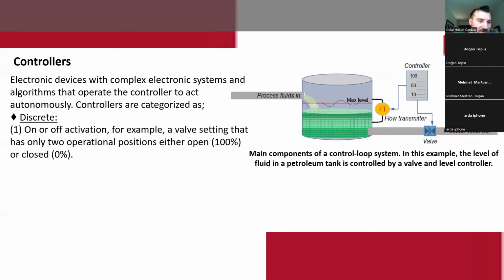Okay, so controllers are electronic devices with complex electronic systems and algorithms that operate to act autonomously. Controllers are categorized as, first, discrete.